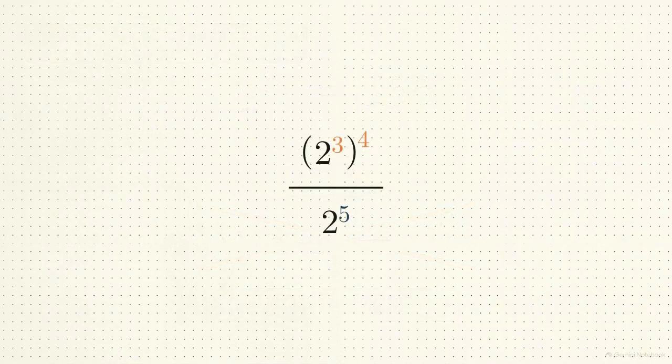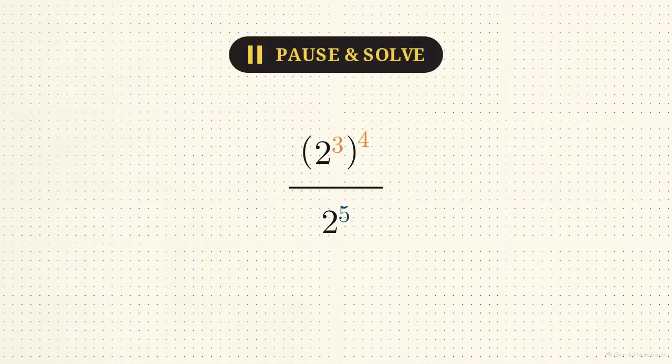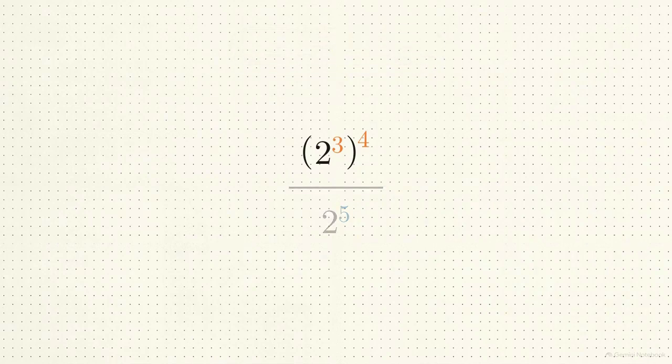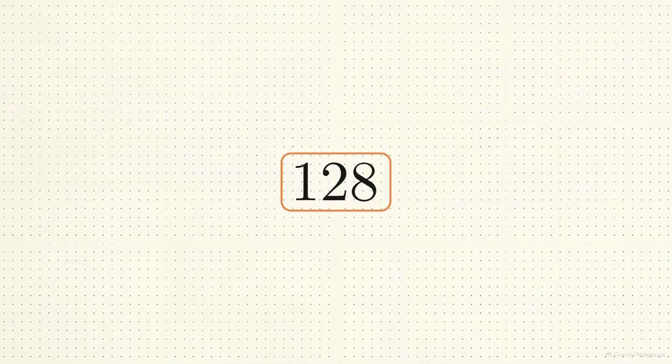Step 3. The advanced problem. You have a power raised to another power in the numerator, sitting over a power in the denominator. Pause the video here and try to solve this by applying the rules we just proved. First, resolve the numerator. A power raised to another power means you multiply the exponents, giving you 2 to the 12th. Next, apply your division rule and subtract the bottom exponent from the top. 12 minus 5 gives you 2 to the 7th power, leaving a final answer of 128.